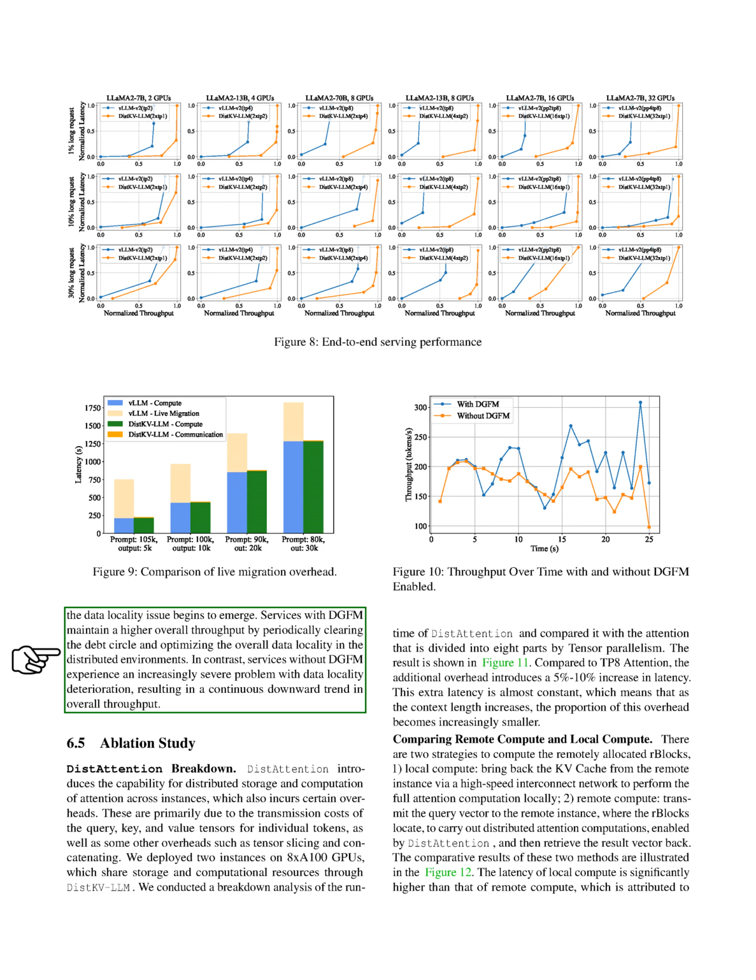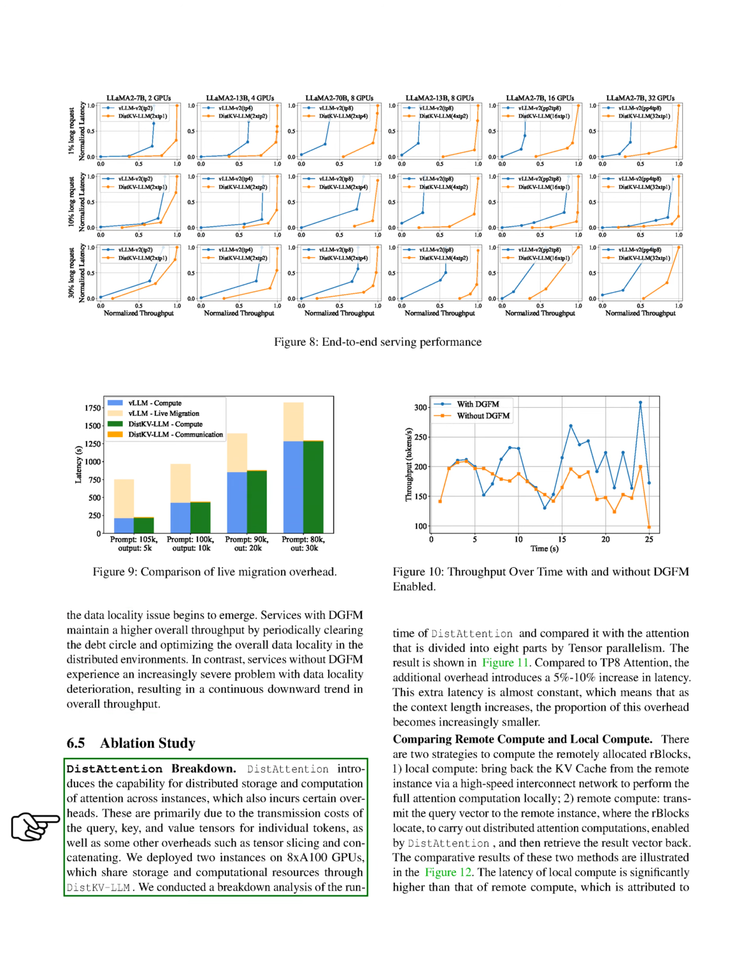Services with DGFM maintained a higher overall throughput by periodically clearing the debt circle and optimizing the overall data locality in the distributed environments. In contrast, services without DGFM experienced a severe problem with data locality deterioration, resulting in a continuous downward trend in overall throughput. Now, let's move on to the ablation study.